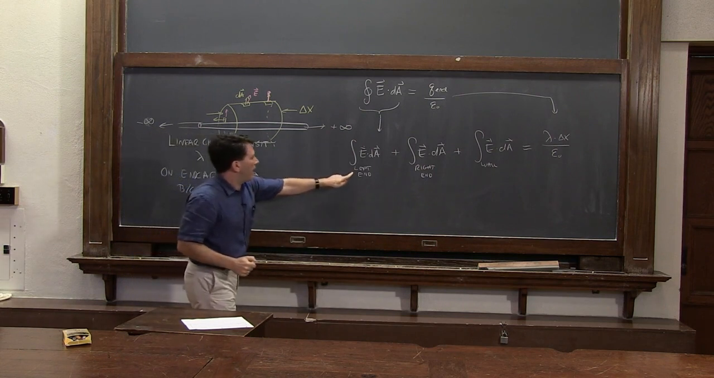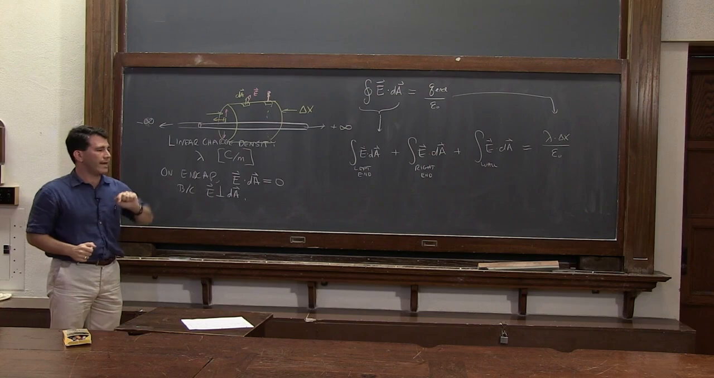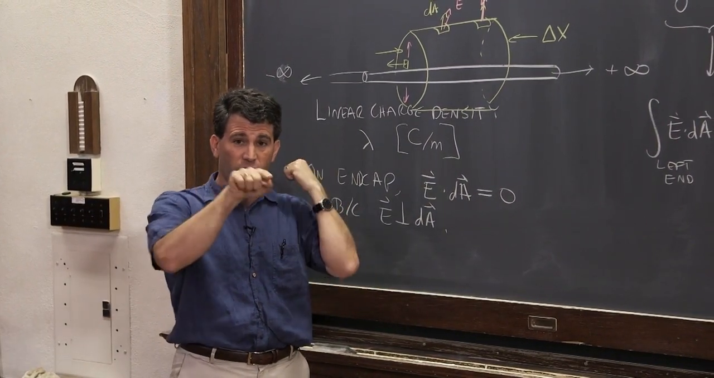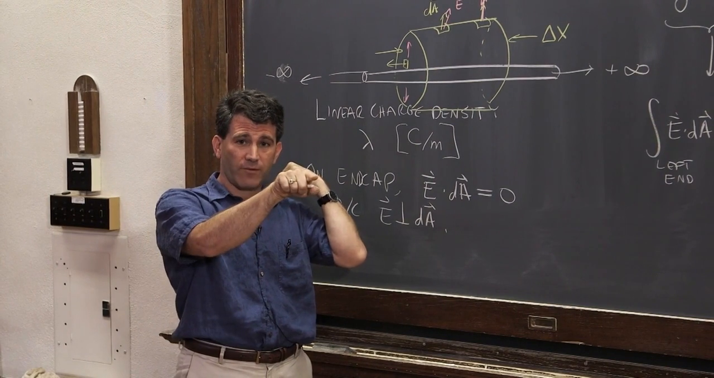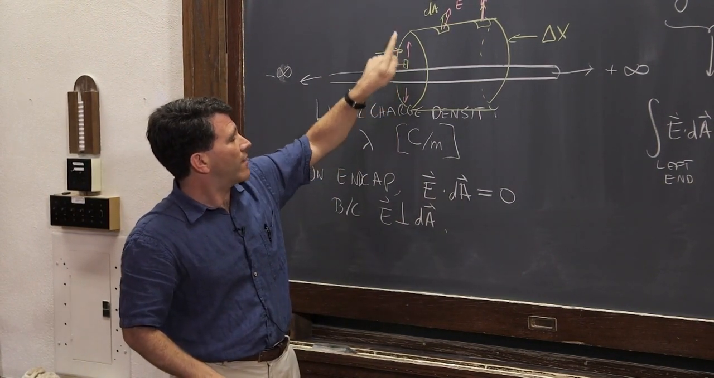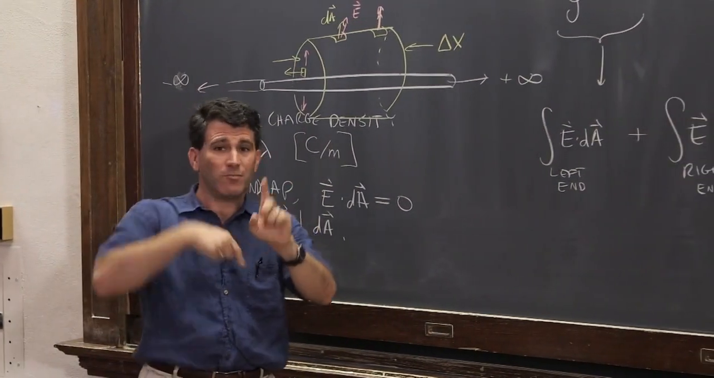Now, I just told you that on the end caps, on either the left or the right end cap, E dot dA is always 0, because the surface normals point along the plus or minus x axis, and the electric field points radially outward, which has to be somewhere in the yz plane.